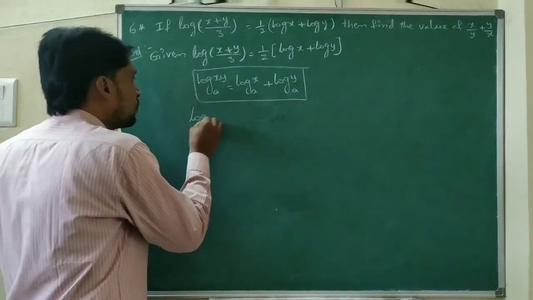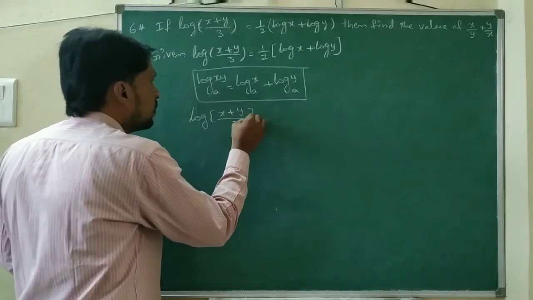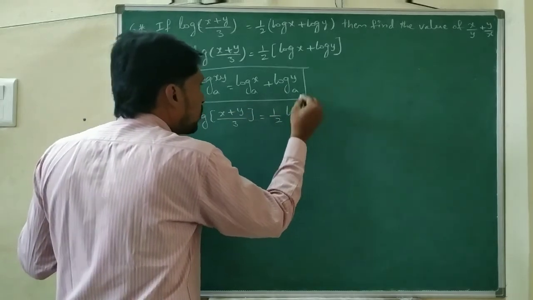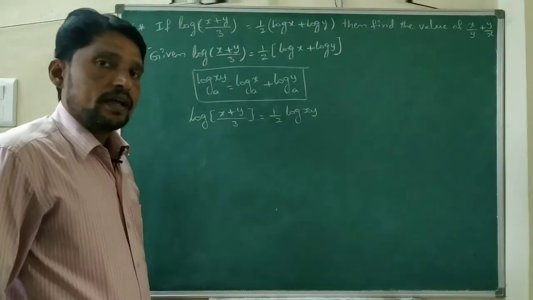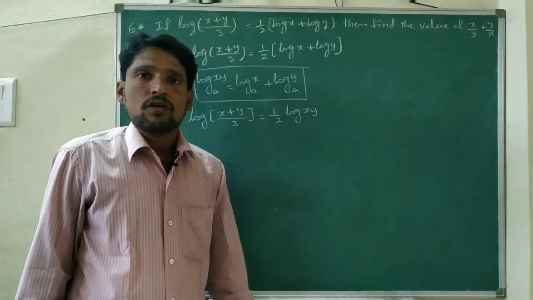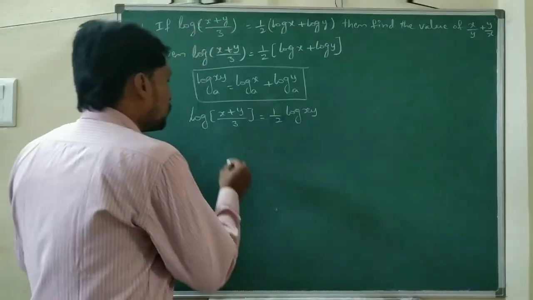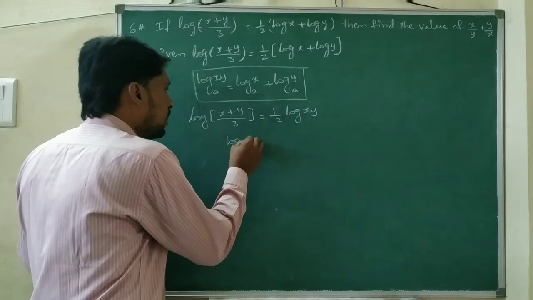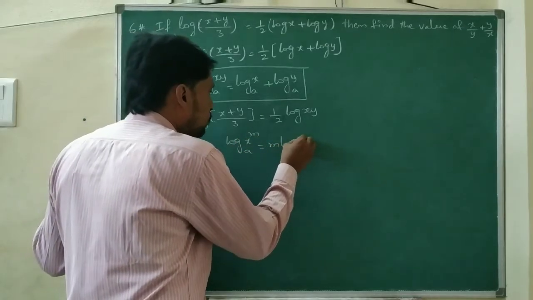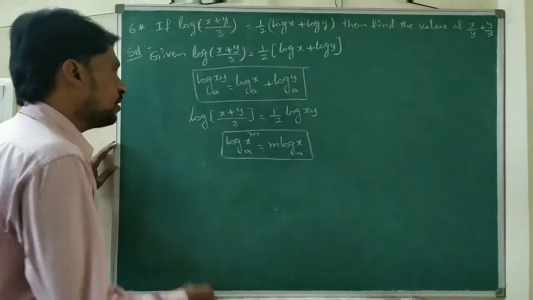So log of (x plus y) by 3 equals 1 by 2 of log xy. Again, here it is of the form m log x. What is the property of m log x? Log x power m to the base a equals m log x to the base a.